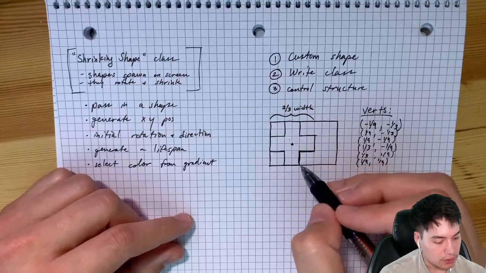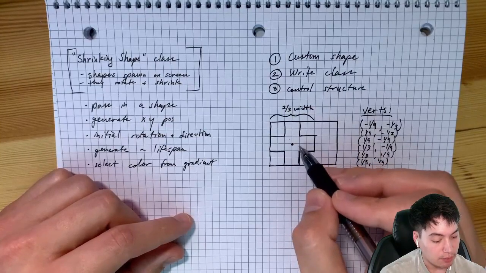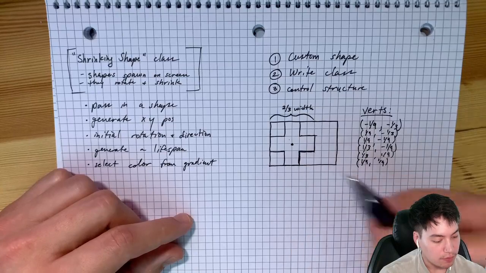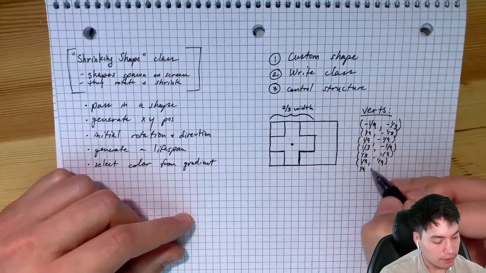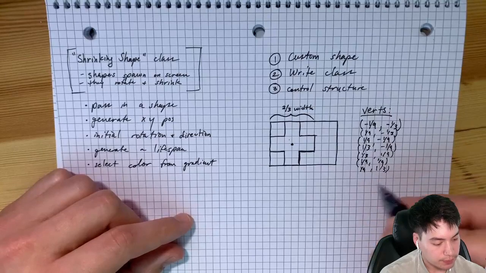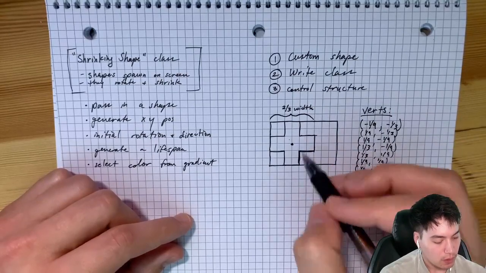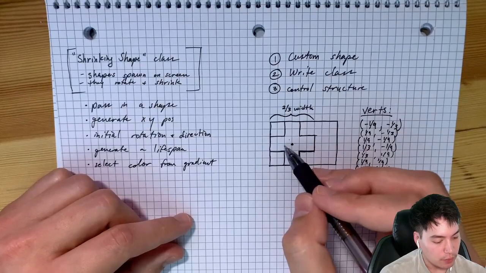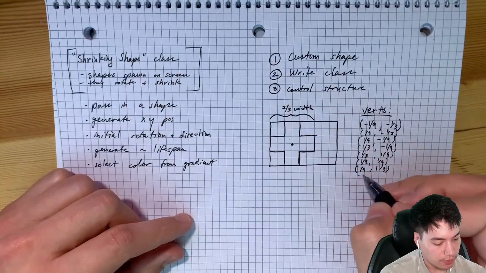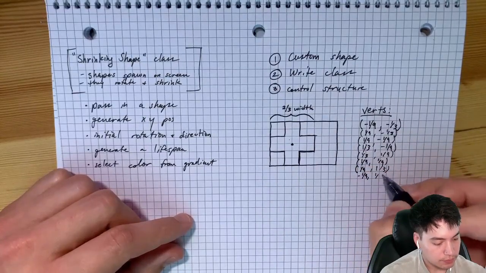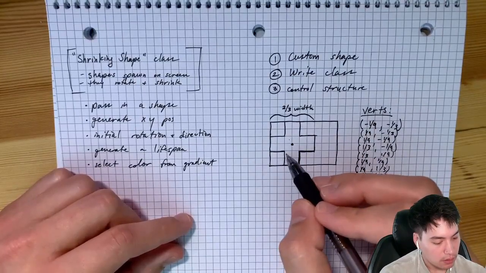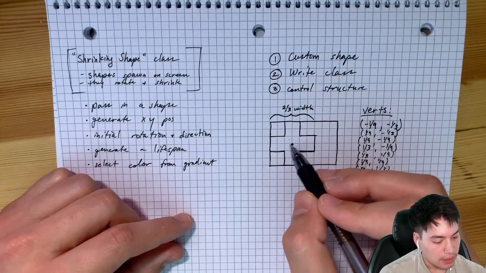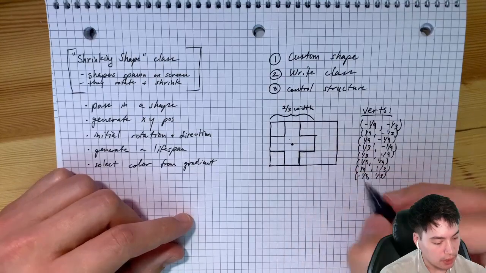This vertex here is going to be positive 1/9, positive 1/9. This vertex here is going to be positive 1/9 for the x and positive 1/3 for the height. So 1/9, 1/3. And then this one's going to be negative 1/9, positive 1/3. This will be, again, negative 1/9, positive 1/9.